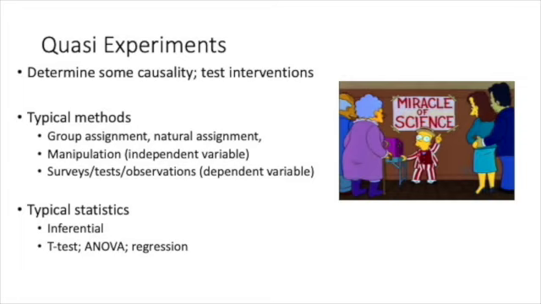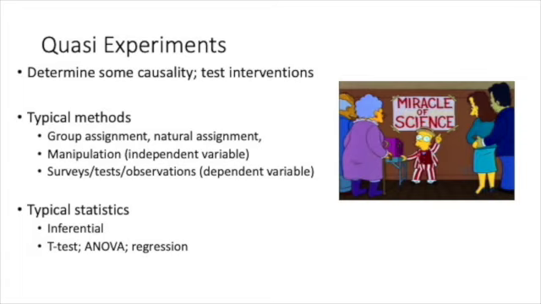The methods for quasi-experiments are basically the same as for true experiments, with the important distinction that there's no random assignment. So there's still manipulation and comparing between groups. The outcome variables are still measured the same way, so there's still surveys, tests, and observations. And the statistics here are all the same too. What differs is how we get the people into those groups.